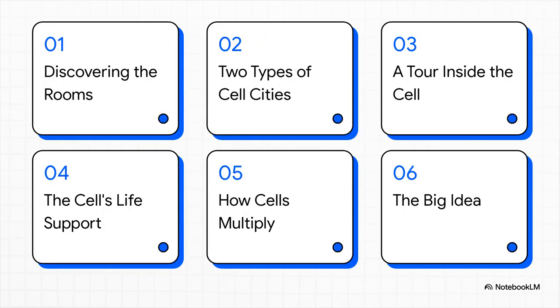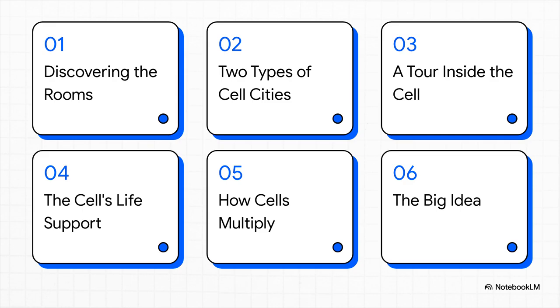Huh? So, here's our game plan for this quick revision. First, we'll see who discovered these little rooms. Then, we'll look at the two main types of cell cities. After that, a quick tour inside the cell. We'll see how it gets its supplies, how it multiplies, and finally, the most important part, the big ideas you need for your exam. Simple, no?